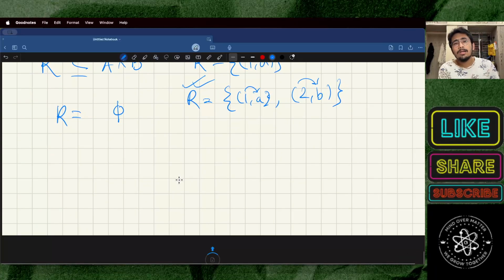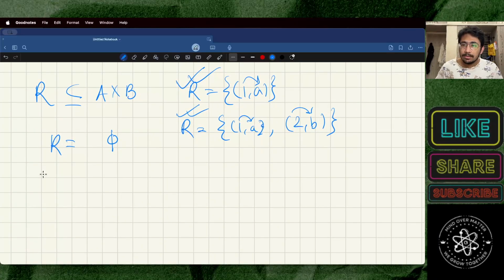There is another concept: suppose I want to know if the elements of one set are related to themselves or not.